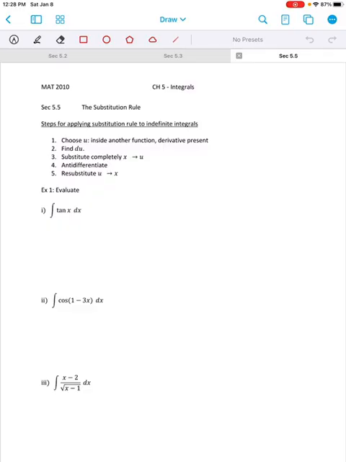Now if you look at tangent x in this form, we can't see anything. We can't see the derivative of tangent x, or anything else whose derivative is tangent x. So what we do here is start by rewriting tangent x as sine x over cosine x. Okay, so the integral of sine x over cosine x.